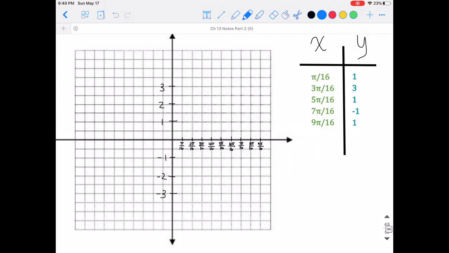So on my x-axis, I labeled in intervals of pi over 16. So my first point, pi over 16, I'm at 1. 3 pi over 16 is at 3. 5 pi over 16, 1. 7 pi over 16, negative 1. And 9 pi over 16, 1. So sketching this sine function is going to look like this after those multiple translations.